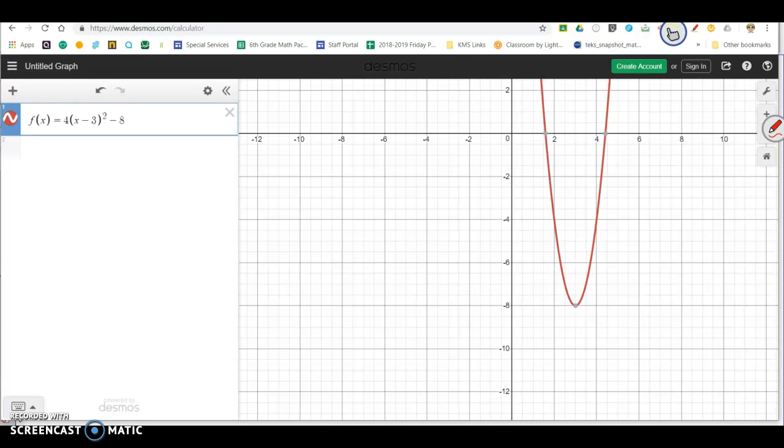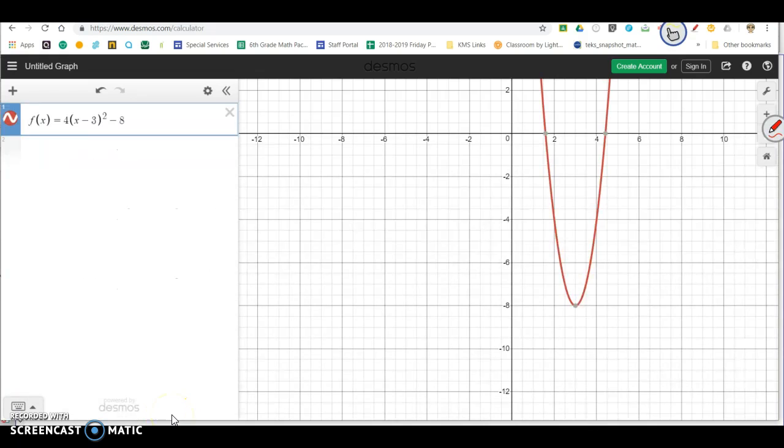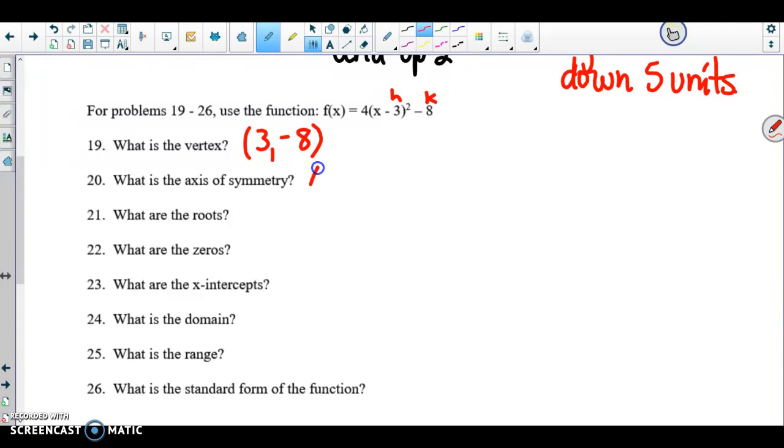So here's what I have. I have the 4 and I have the x minus 3 in parentheses squared minus 8. So here's my vertex. My tip is at 3, negative 8, and I'm pretty sure that's what we said. 3, negative 8. Yes, all right. Axis of symmetry. Remember that axis of symmetry is going to be that line right here that would break it in half. And so we have x equals that 3. So for our axis of symmetry, we have x equals 3. Notice our vertex is a point, axis of symmetry, we have x equals 3.